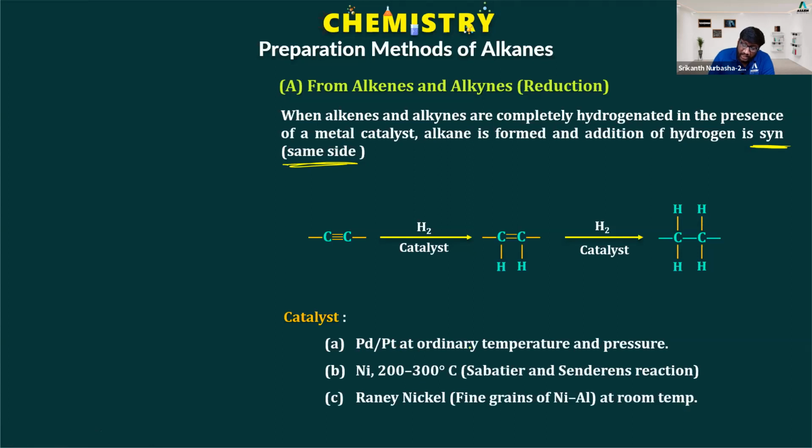As catalyst, we use palladium or platinum at ordinary temperature and pressure. Nickel at 200 to 300 degrees Celsius, the Sabatier-Senderens reaction. Raney nickel means fine grains of nickel-aluminum alloy at room temperature. Raney nickel will have more surface area, so more adsorption. Is that clear to everyone or not? We have taken the unsaturated hydrocarbon, treated with H2 in the presence of different catalysts like palladium or platinum, or the Sabatier-Senderens reaction with nickel at high temperature, or Raney nickel. You will generate the respective alkane. Alkyne or alkene is converted to the respective alkane.